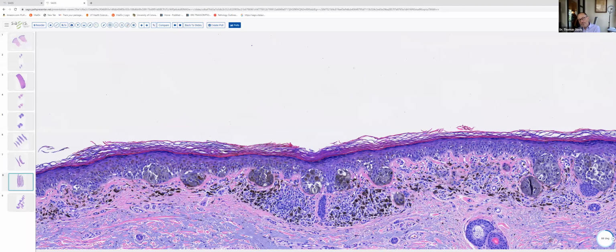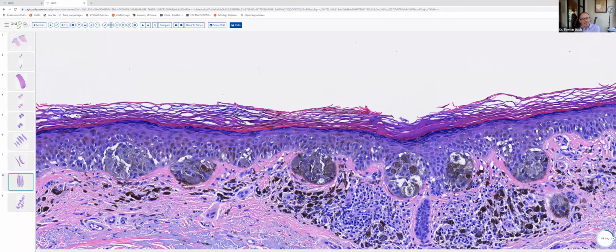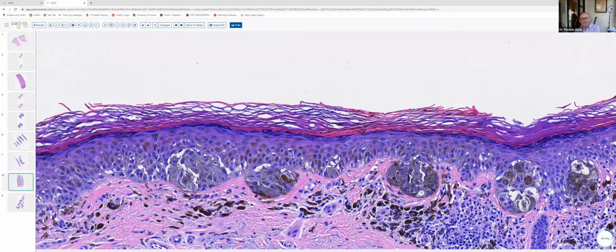Not only that, there's a component in the dermis here. It's on really sun-damaged skin, so we want to be careful just because of the location and have a high index of suspicion for melanoma.